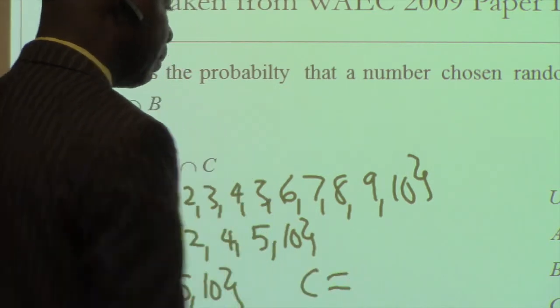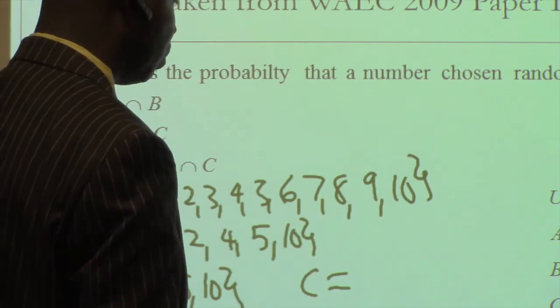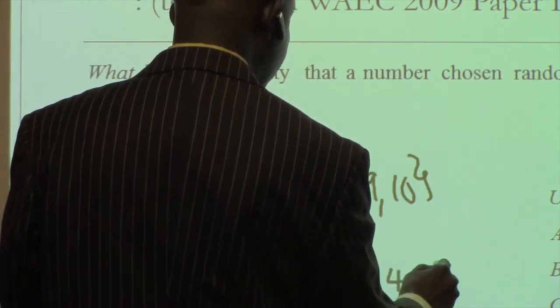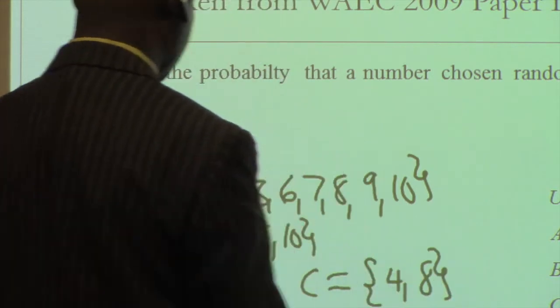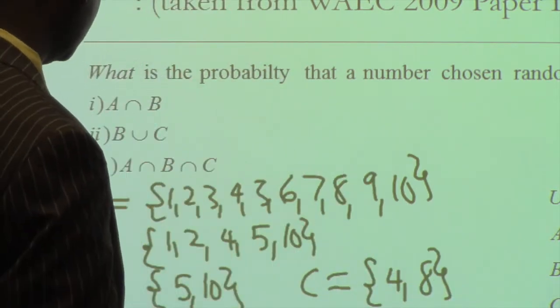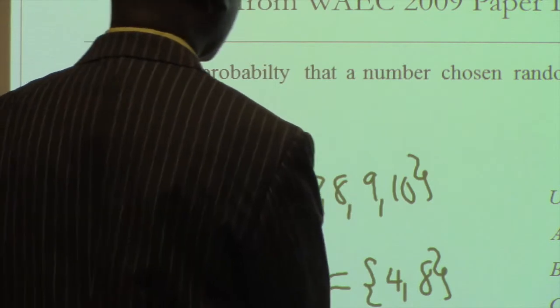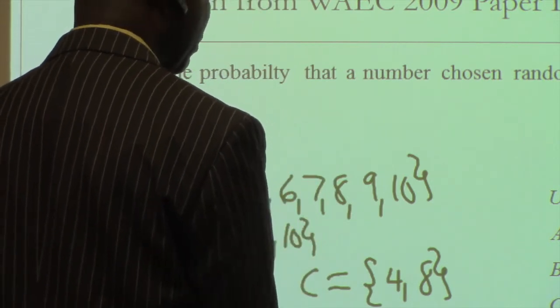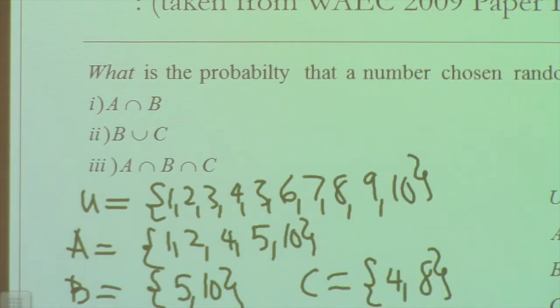Then we have C. What is C? C will be the multiples of 4 on this universal set. So we start with 4, count by 4: 4, 8. So those are 2. Now, in this problem, they wanted us to find the probability of A intersect B. We could use formulas, but better still, we have every information here. Let's see if we can find A intersect B.